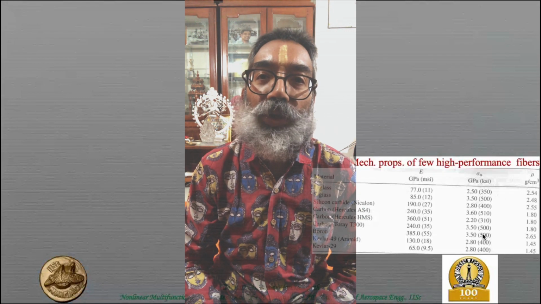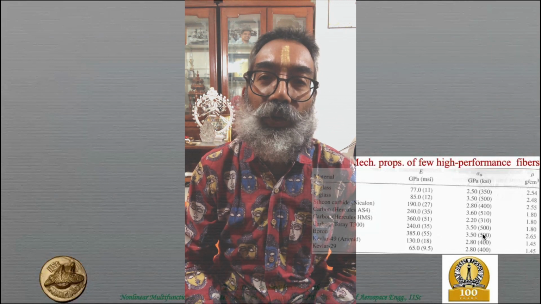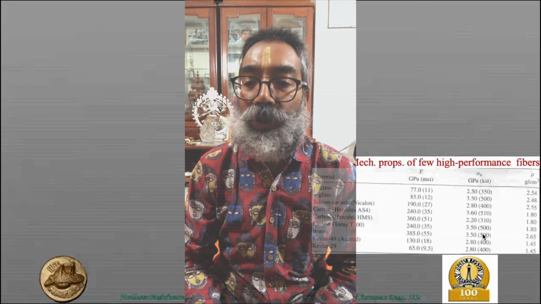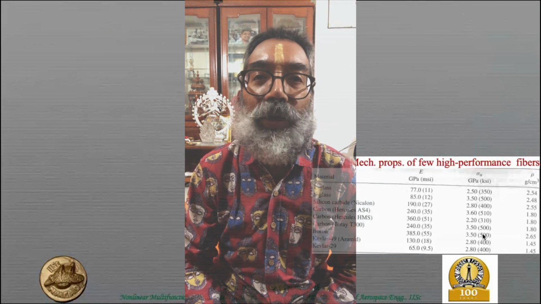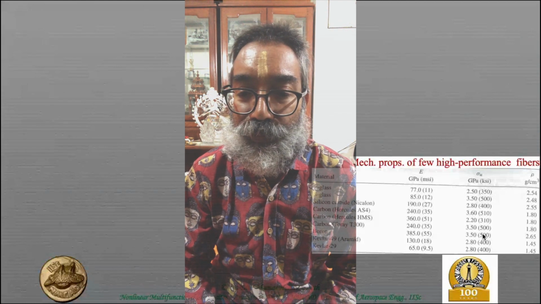So right now we are focusing on the fiber, and the most important property we are looking at is the longitudinal direction tensile properties. So whether it is E or sigma U, both of them we are looking at longitudinal tensile properties.